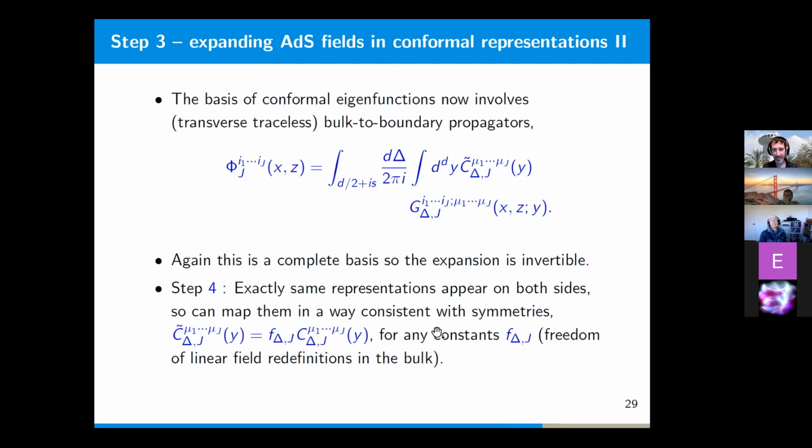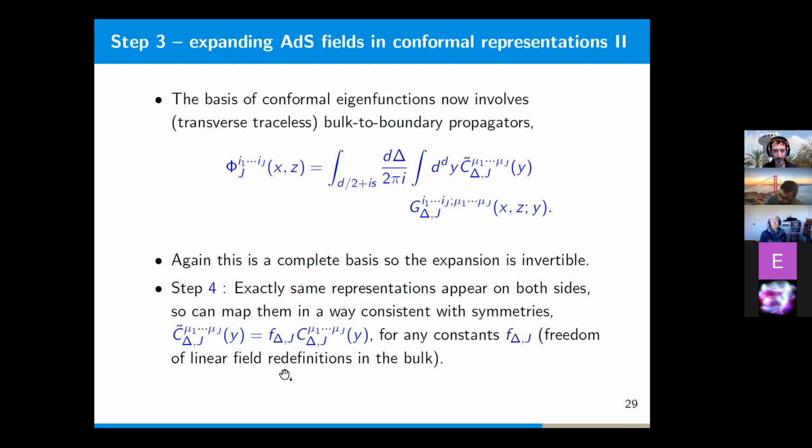Now, it's not surprising that we have some freedom here because so far we haven't imposed any constraints on our theory on AdS space. So for instance, if we have some field theory, we can always do some redefinition of the fields as long as it's consistent with the isometries of AdS space. That would give us another theory that should also be consistent with our mapping. So we think of these arbitrary constants f delta J as corresponding to some linear field redefinitions that we can do to our bulk theory. And we can choose them just in any way that's convenient to us. That's just a choice of this field redefinition in our bulk theory.